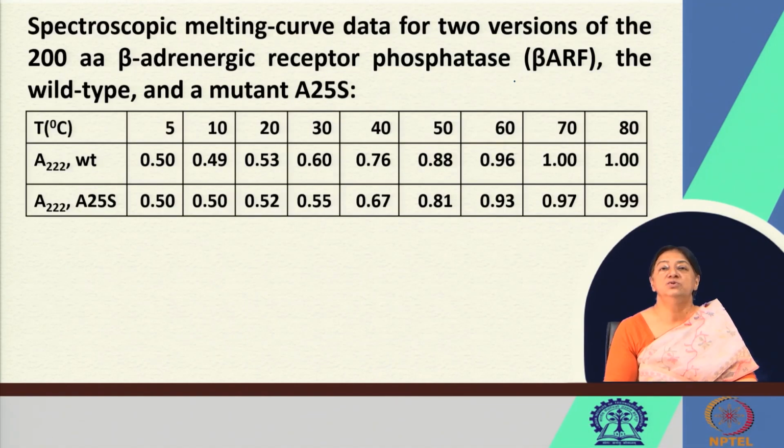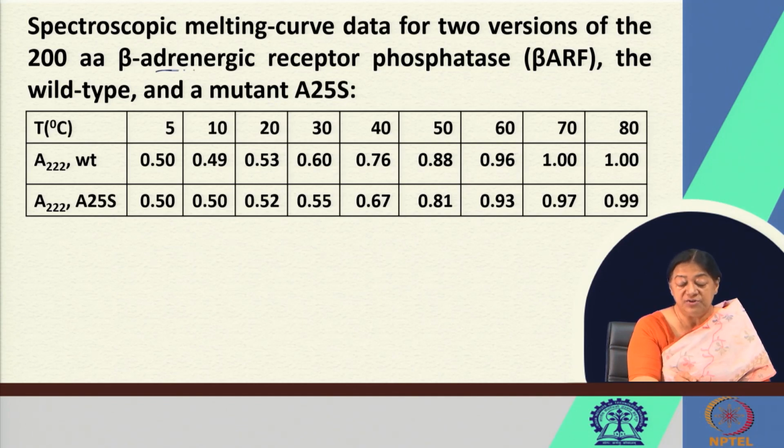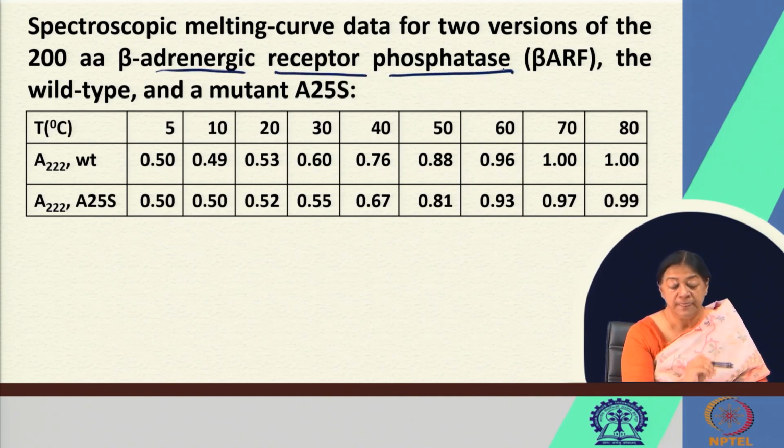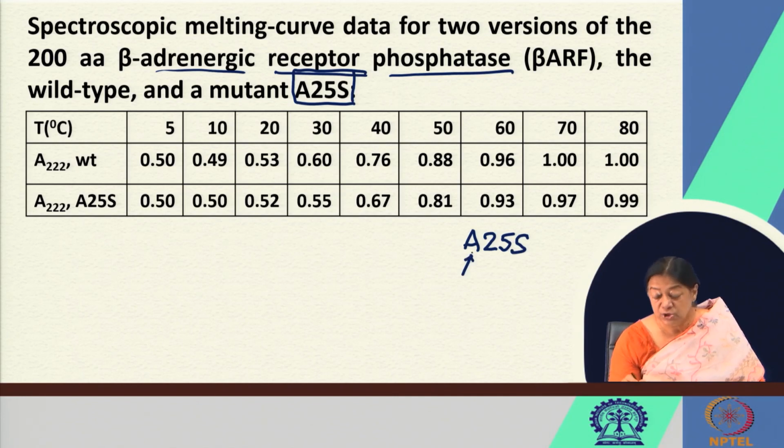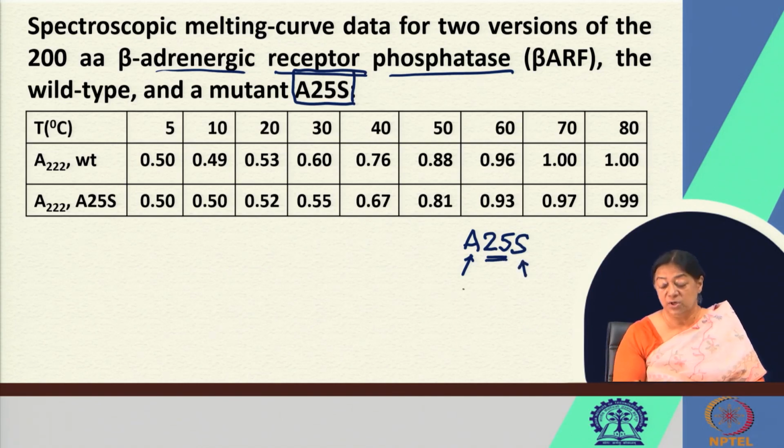Another problem is related to the melting curve of two versions of an adrenergic receptor phosphatase. There is a wild type and a mutant. Now, if we look at the way a mutant is expressed, we have it written as A25S. What does this mean? This means A is alanine, so the alanine at the 25th position has been mutated to serine. This is what this nomenclature means.